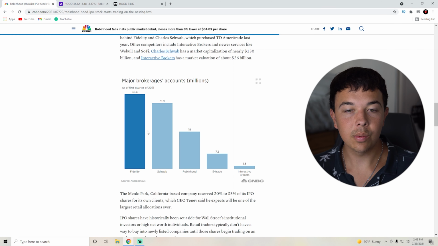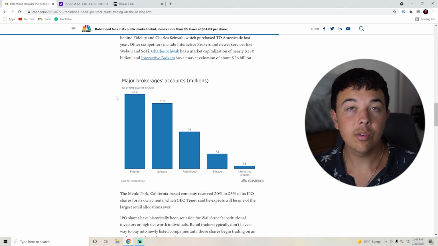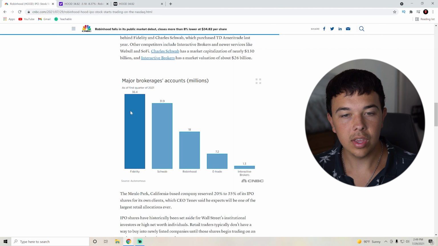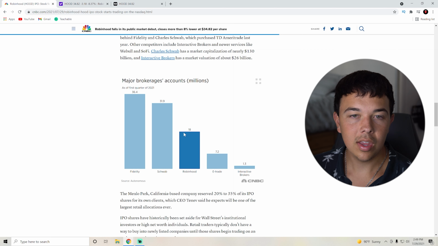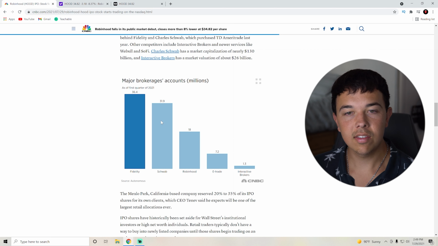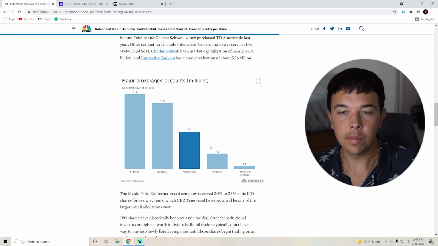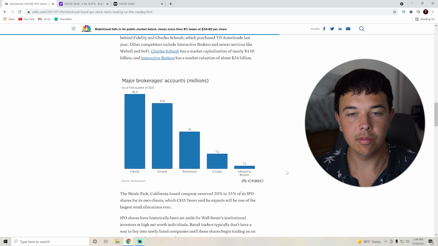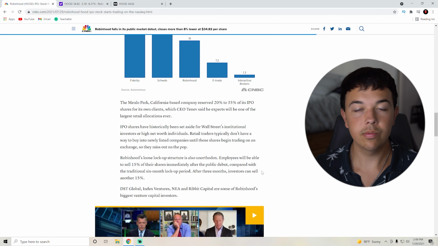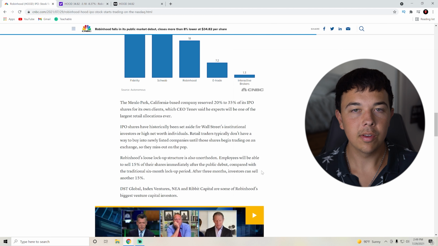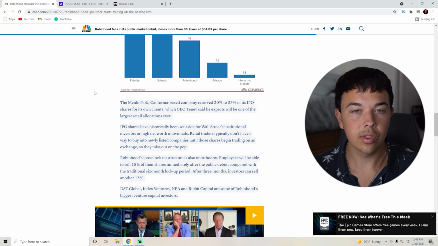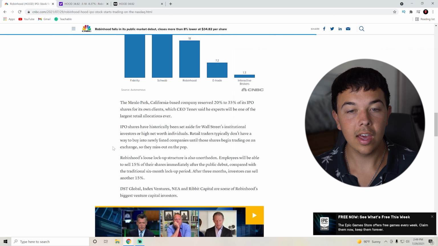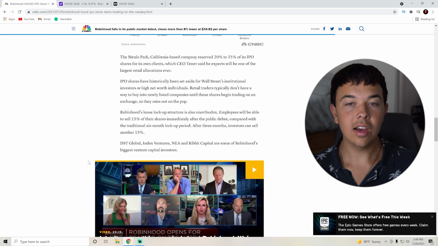This is one thing that I really wanted to bring up: among major brokerage accounts in the millions, Robinhood is actually third. So they have 18 million compared to Fidelity, which is 36, and Schwab with 32. They are bigger than E-Trade and Interactive Brokers. So very, very huge. Robinhood finally goes public today, and it is super good for those of you who wanted to get in on the action, but they were actually down 8%.